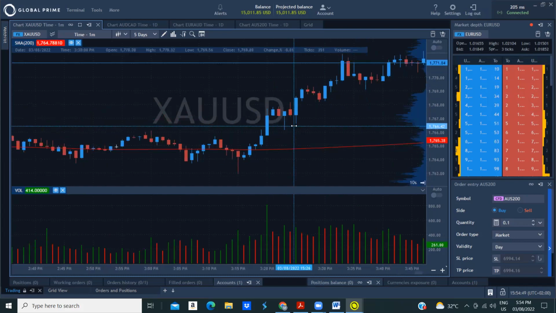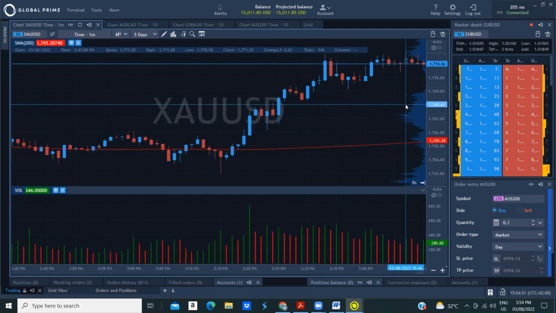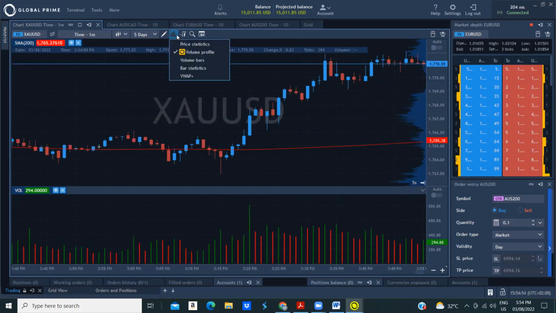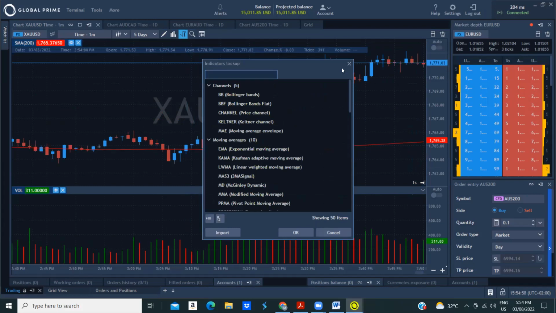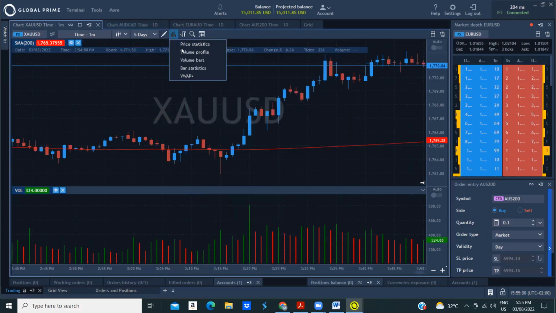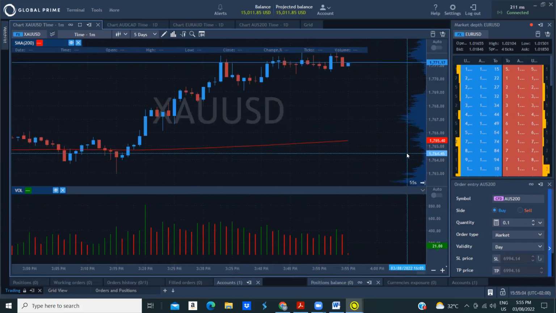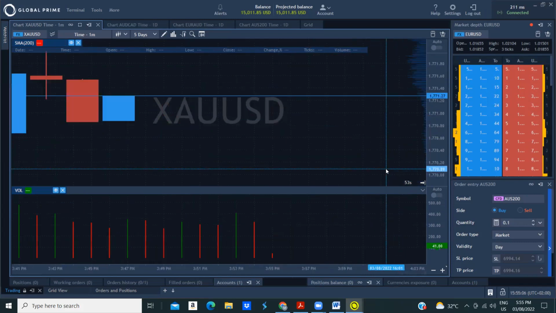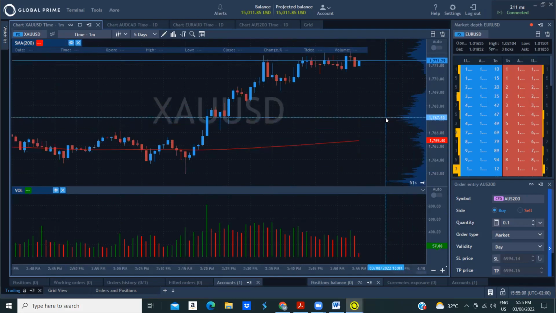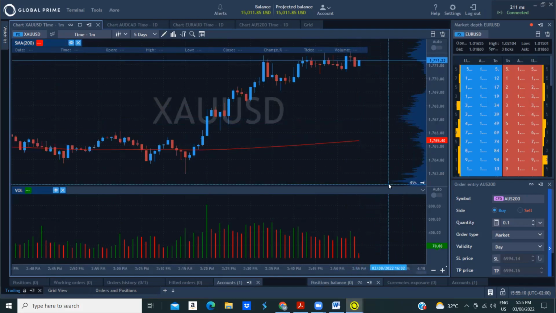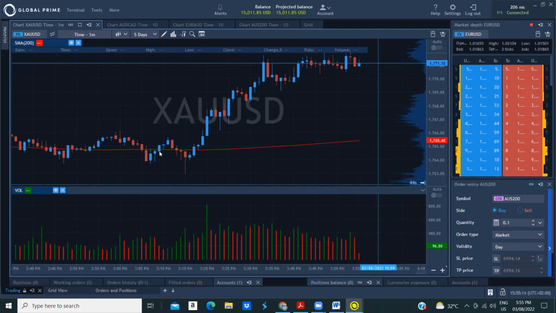All right, and then we have this one, the volume profile. This is the volume profile on the side. So let me uncheck this volume profile. Let's leave it here. This volume profile shows you where the most volume is accumulated. If you see here, very easily from this bar, this is the point where most volume is accumulated.